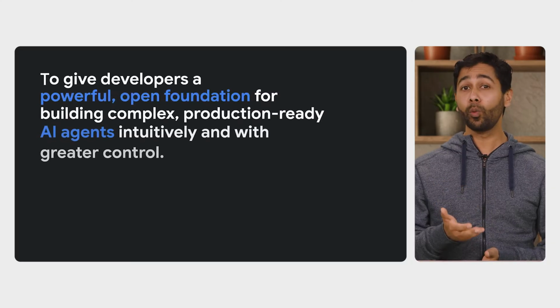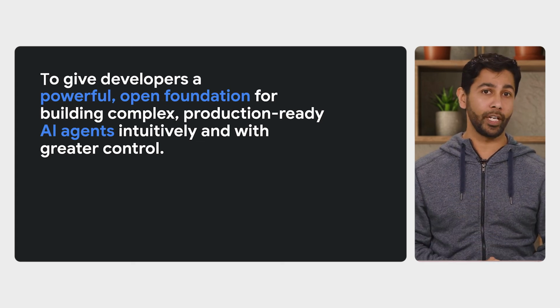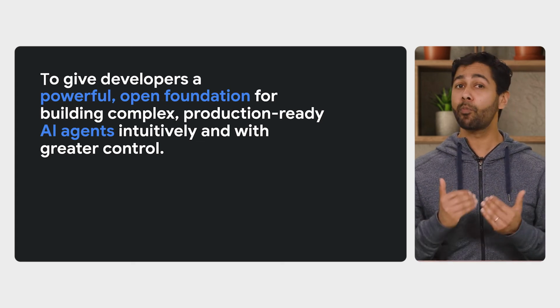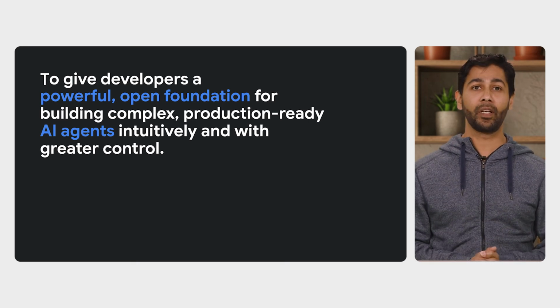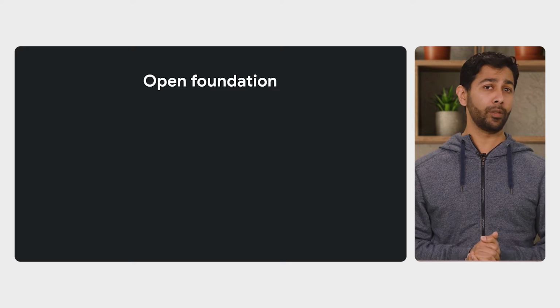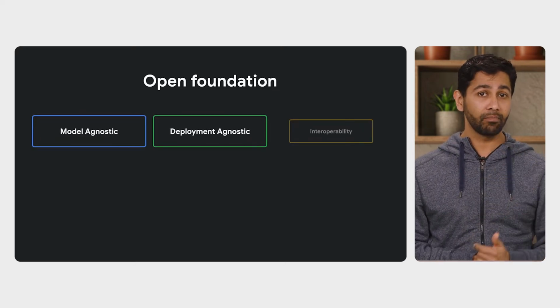And that's exactly why today we're thrilled to release a brand new open source project, the Agent Development Kit, or ADK for short. It is built directly from Google's experience creating production-grade agents. Our goal with ADK is simple: to give developers a powerful open foundation for building complex, production-ready AI agents intuitively and with greater control.